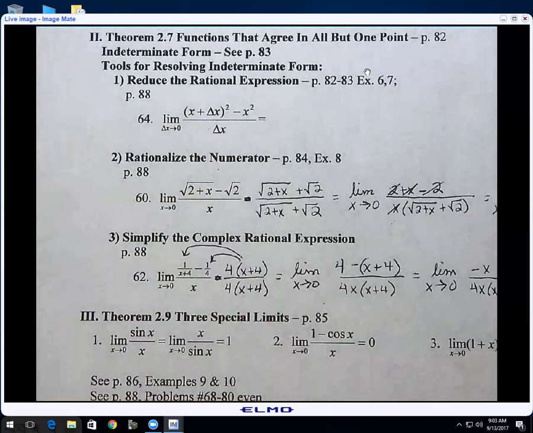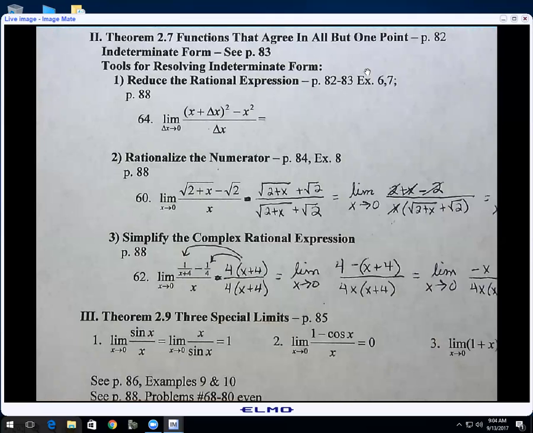So most of last night's homework was algebraic. About half of the problems, the limit could be evaluated by direct substitution. About half of the problems, you had to use one of these 3 tools to resolve the indeterminate form. But now we have some problems that cannot be evaluated by direct substitution, and those 3 tools just don't apply.